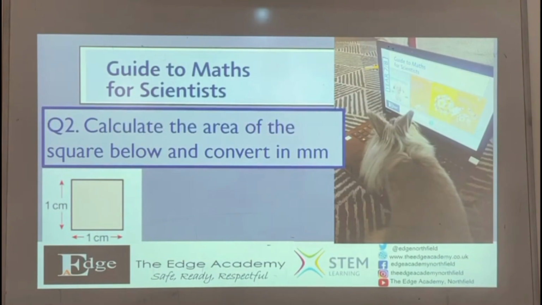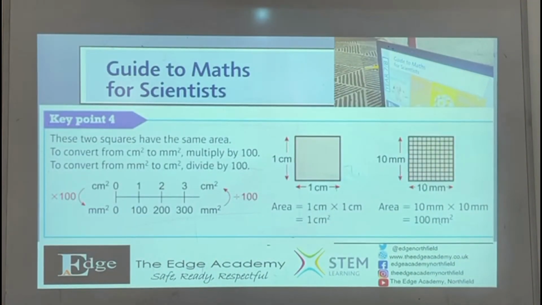So hopefully we were okay with that one. What you needed to do was times 1 by 1 because they were the measurements on the diagram. And what's important is your answer isn't going to be centimeters, it's going to be centimeters squared because it is an area. When you convert that into millimeters, all you had to do was times by 100. In the exam, remember you will have a ruler, and on your ruler you'll be able to see clearly that 1 centimeter contains 10 millimeters. So well done for having a go at that.